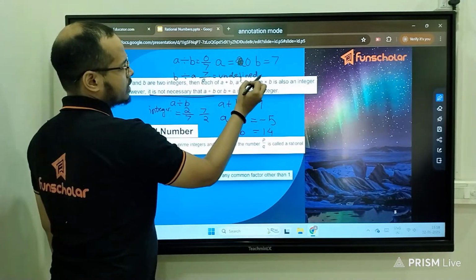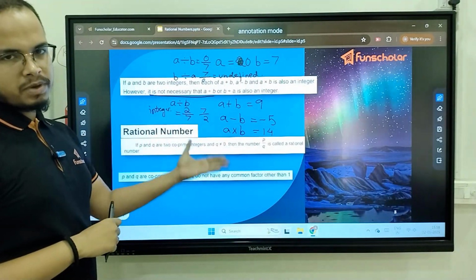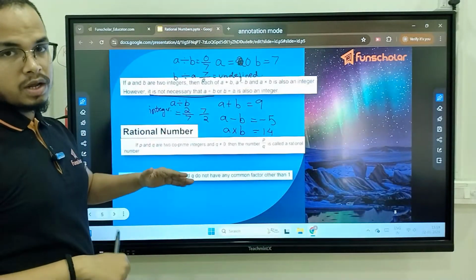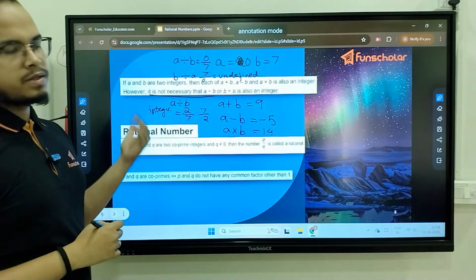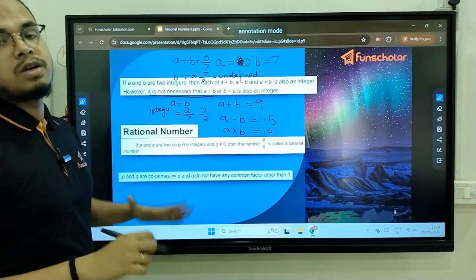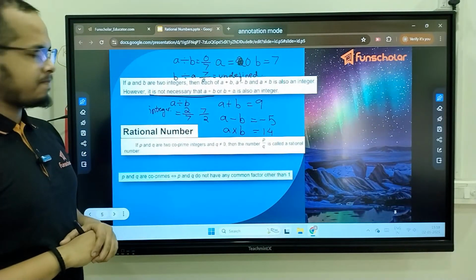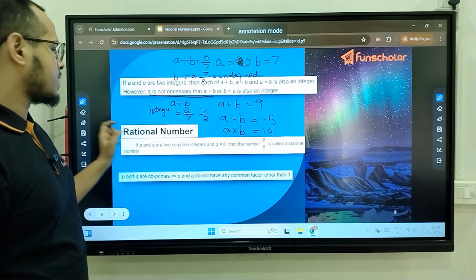So in this particular regard, it is saying that addition, subtraction, multiplication will give us integers only. But division, as 0 can come in the denominator, that is the reason why it might not be an integer. I hope you understand that. Now, if p and q are two co-prime integers.